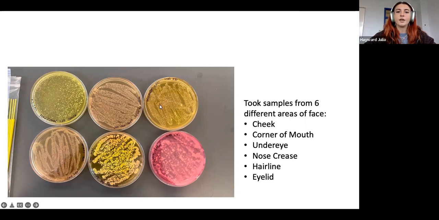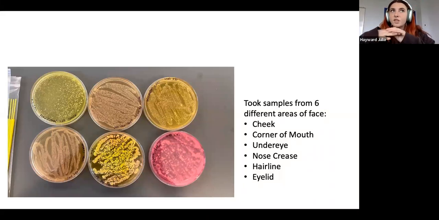The under eye right here comes in contact with a lot of tears, which are antimicrobial, which we've learned through this class. So I thought that would be kind of interesting. We have the nose crease, very oily, and the hairline, very moist from sweat. And then the eyelid, which I was pretty interested in to begin with, because when you have your eyes closed, there's not much of a fold, but when they're open, there's a fold in your eyelid, and it can tend to be pretty oily there as well.